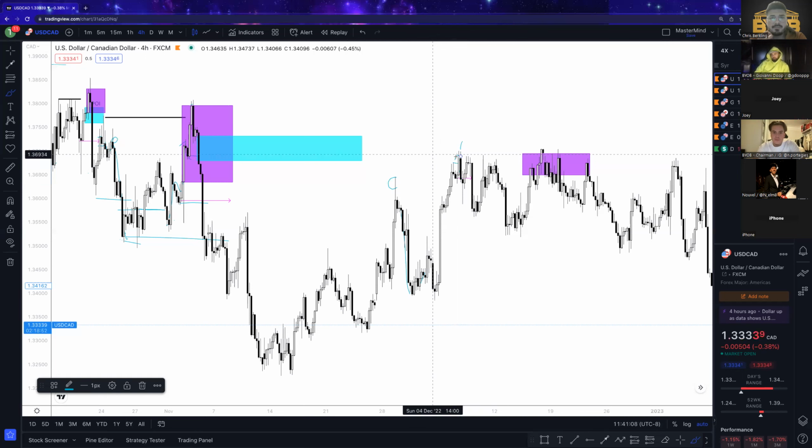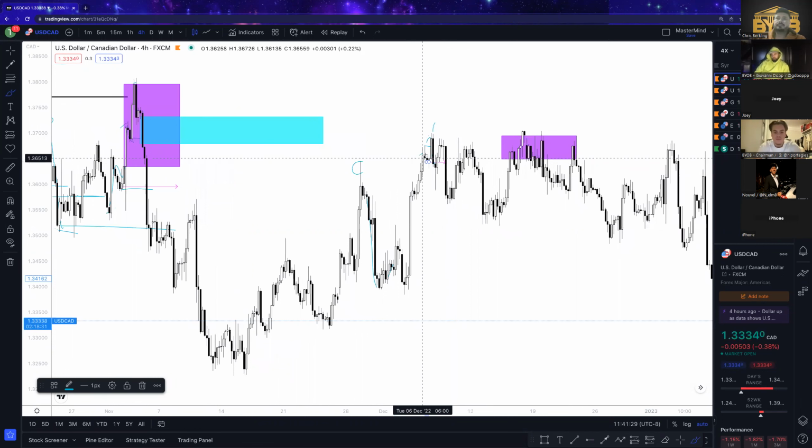After the tap and break. But that's a smaller time frame break of structure, right? Within this higher time frame point of interest. So what I like to see is this high time frame break of structure within a high time frame point of interest, not a smaller time frame, right?